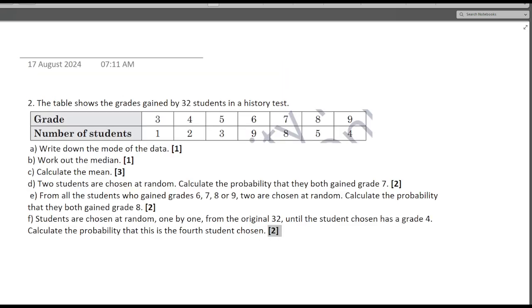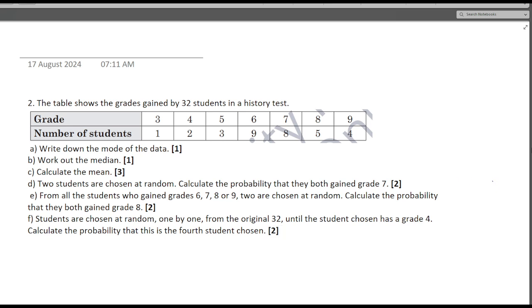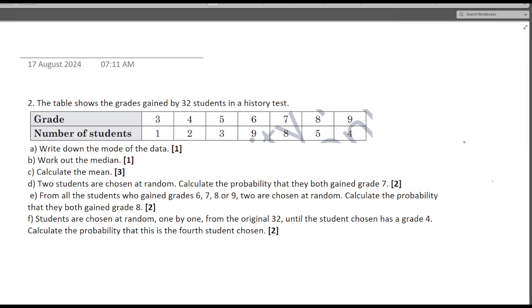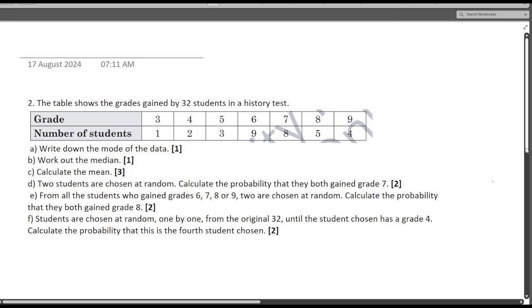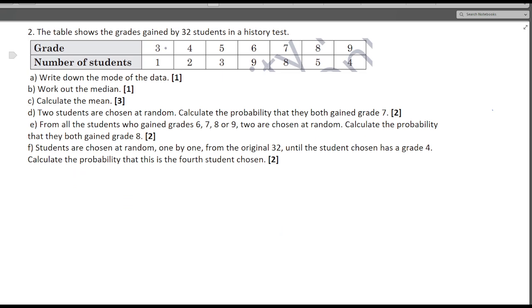Second question. The table shows the grades gained by 32 students in the history test. Now here you can see the grades as well as the number of students who scored these grades. Like grade 3, only one student got it. Grade 4, there are 2 such students. Now the first question is, write down the mode of the data.